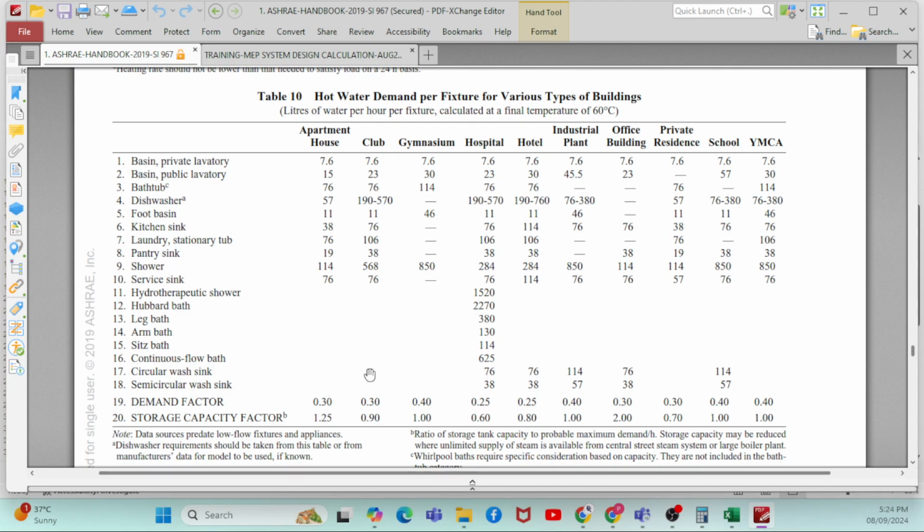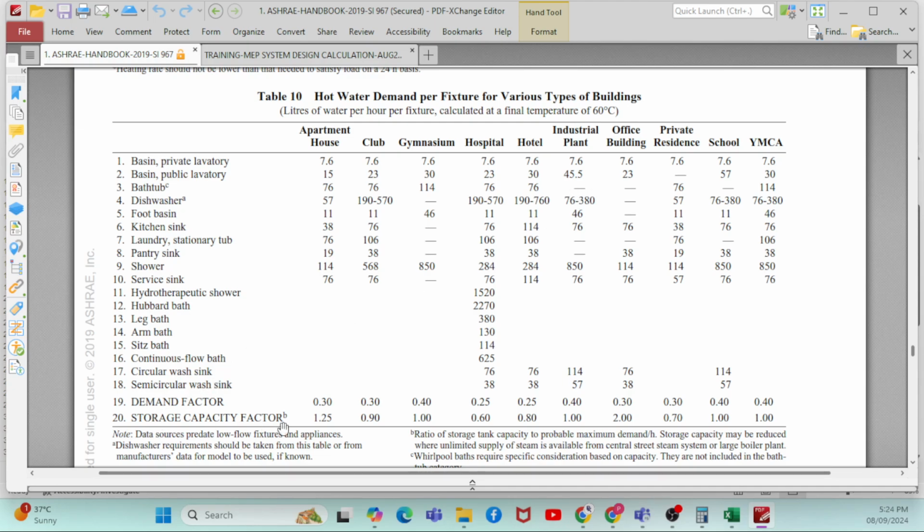Then if I go to ASHRAE, there is a demand factor and a storage capacity factor. What is the demand for each building? What is the percentage of demand? 30 percent, 30 percent, 40 percent, because I will not be using my hot water 100 percent. I will be mixing with the cold water. So what is my hot water requirement based on the demand? It will be 30 percent, 25 percent, 30 percent, depending upon the building.